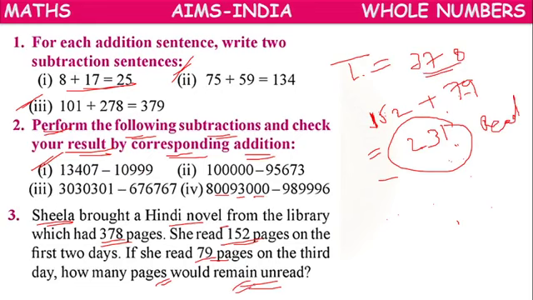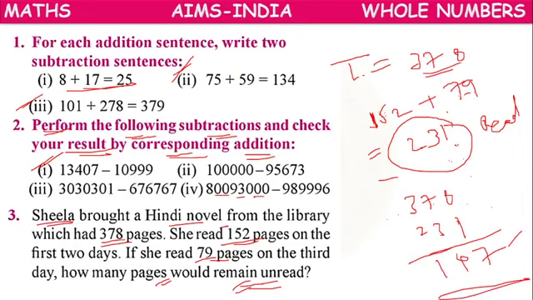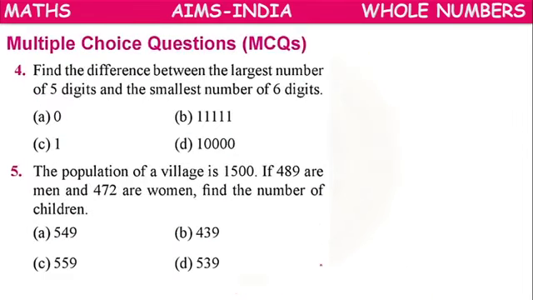Now how many pages remain unread? We have to remove 231 from 378. So from 8, 1 goes means 7. 7 minus 3, 4. 3 minus 2, 1. So 147 pages are unread.